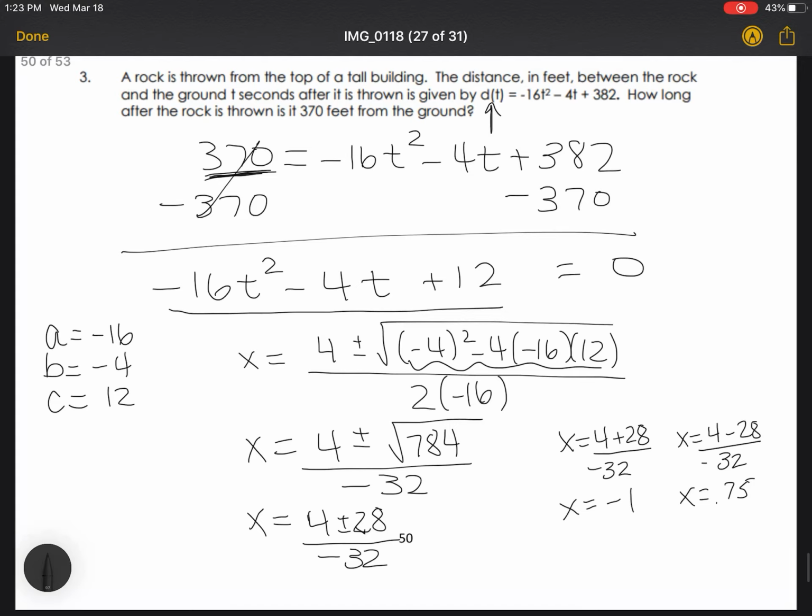Now, this seems a little weird because we're getting two solutions. They just want to know how long after the rock is thrown is it 370 feet from the ground? We can't have two options here. We are going to eliminate x equals negative 1 because these two solutions represent time after the rock is thrown. You cannot have a negative version of time, so we're going to disregard that answer of negative 1, and it looks like it's going to be 370 feet from the ground after 0.75 seconds.